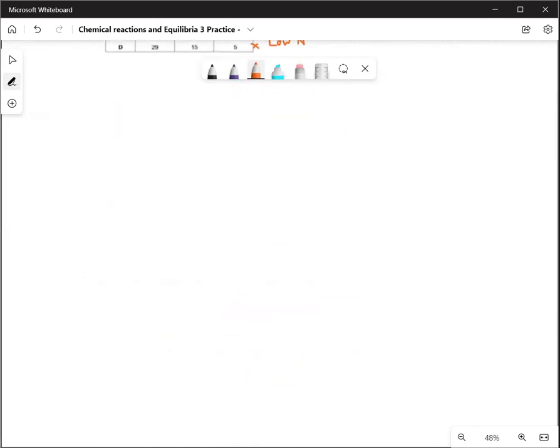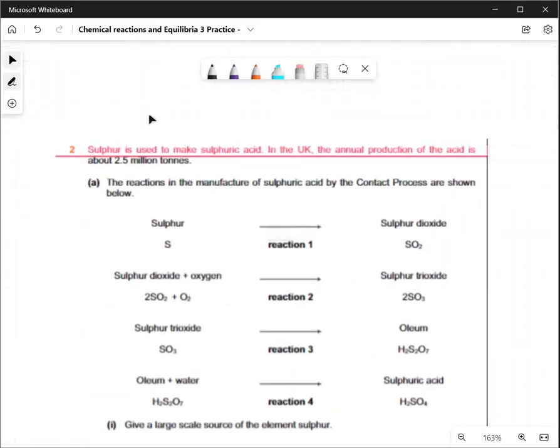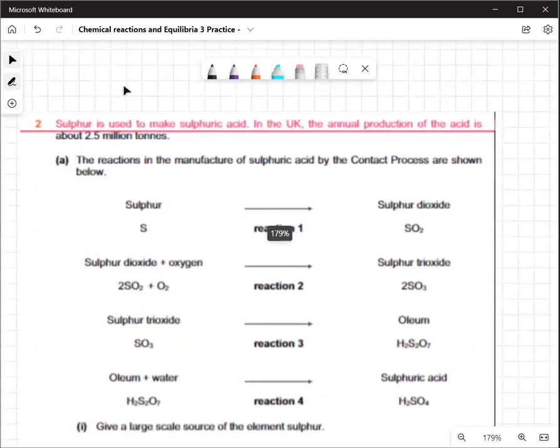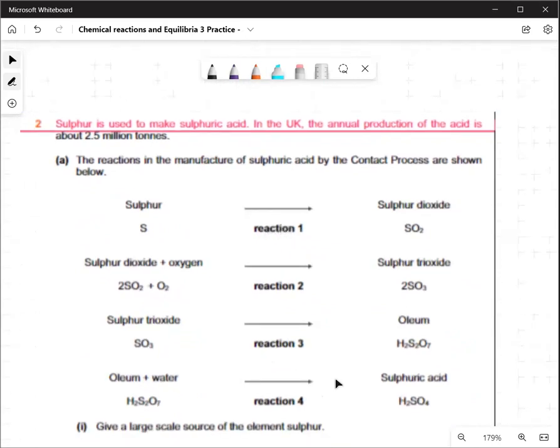Okay. Let's look at another question on this topic. We'll start a new question. We're starting practice now again. Read the question. Sulfur is used to make sulfuric acid. In the UK, the annual production of acid is about 2.5 million tons. The reactions in the manufacture of sulfuric acid by the contact process are shown below.